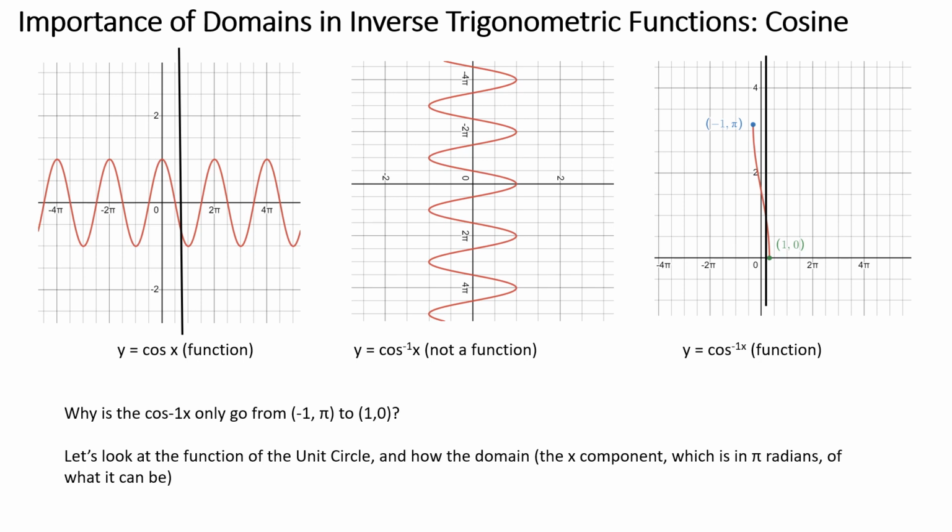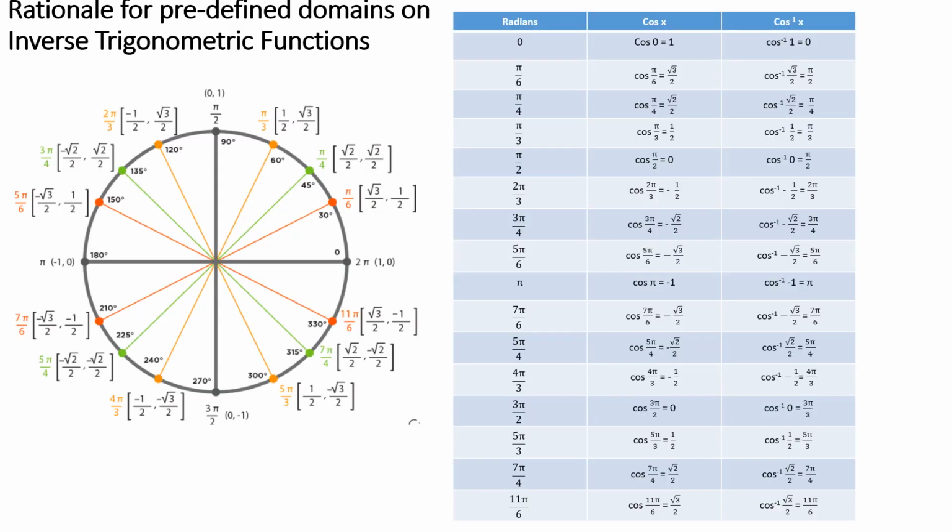So it's a function within certain bounds, no different than it could be a function in this middle one here, from here to there, or from there to there. But it has to have bounds on it. And I'm going to show the reason why it has to have bounds on it. I've got a table here, and here's my unit circle. I've got radians in the leftmost column, and then the cosine x, which is the x coordinate.